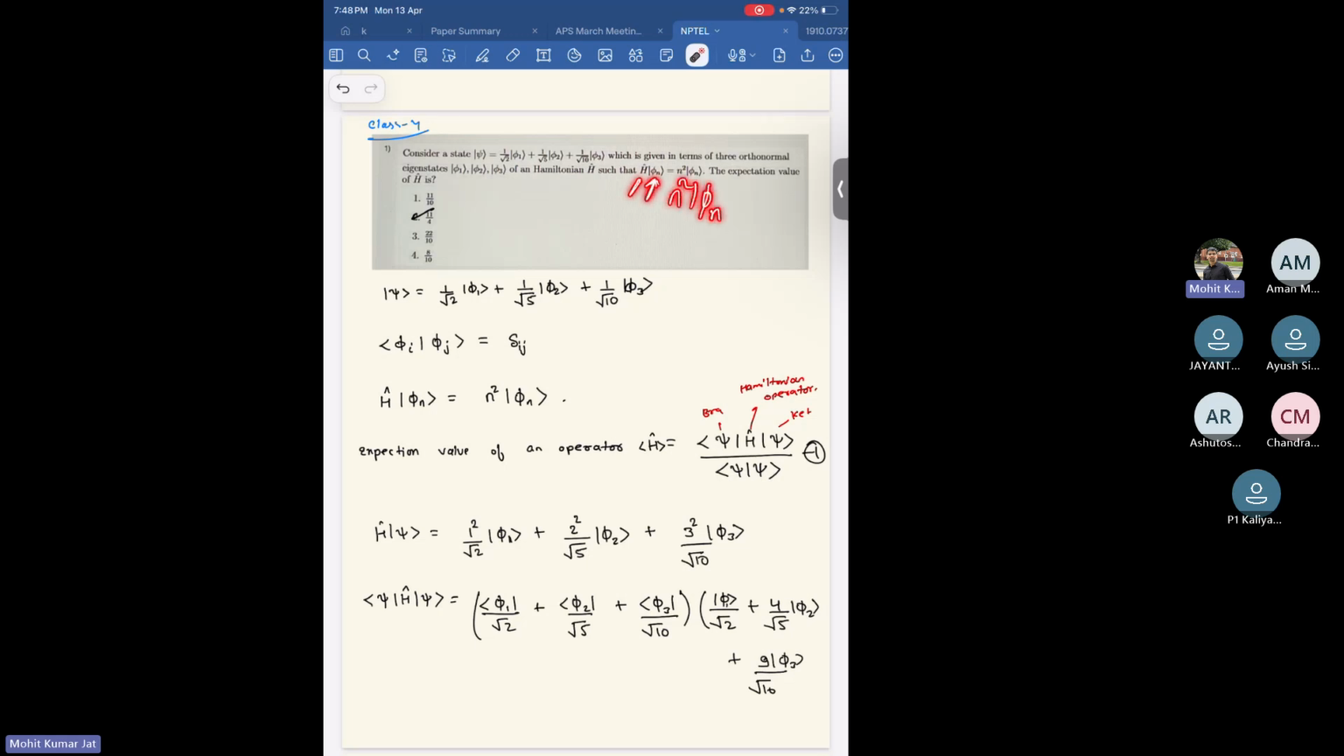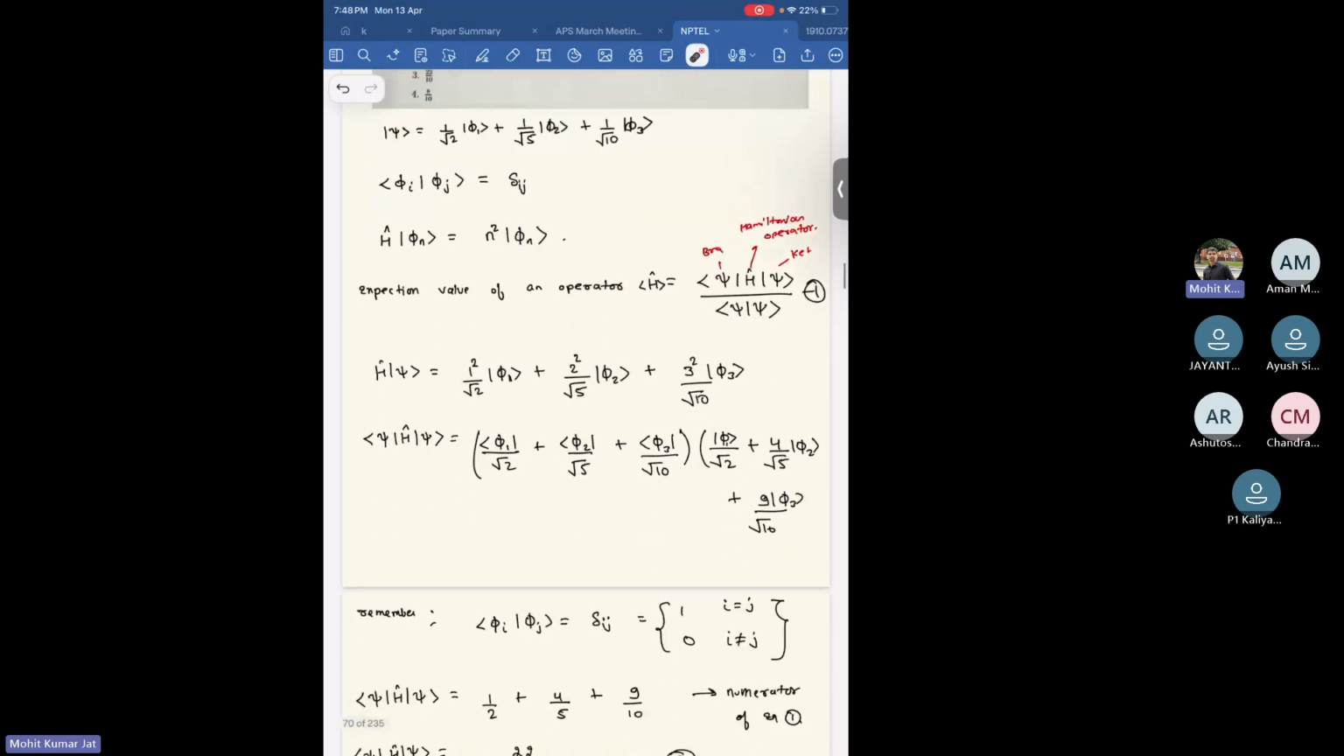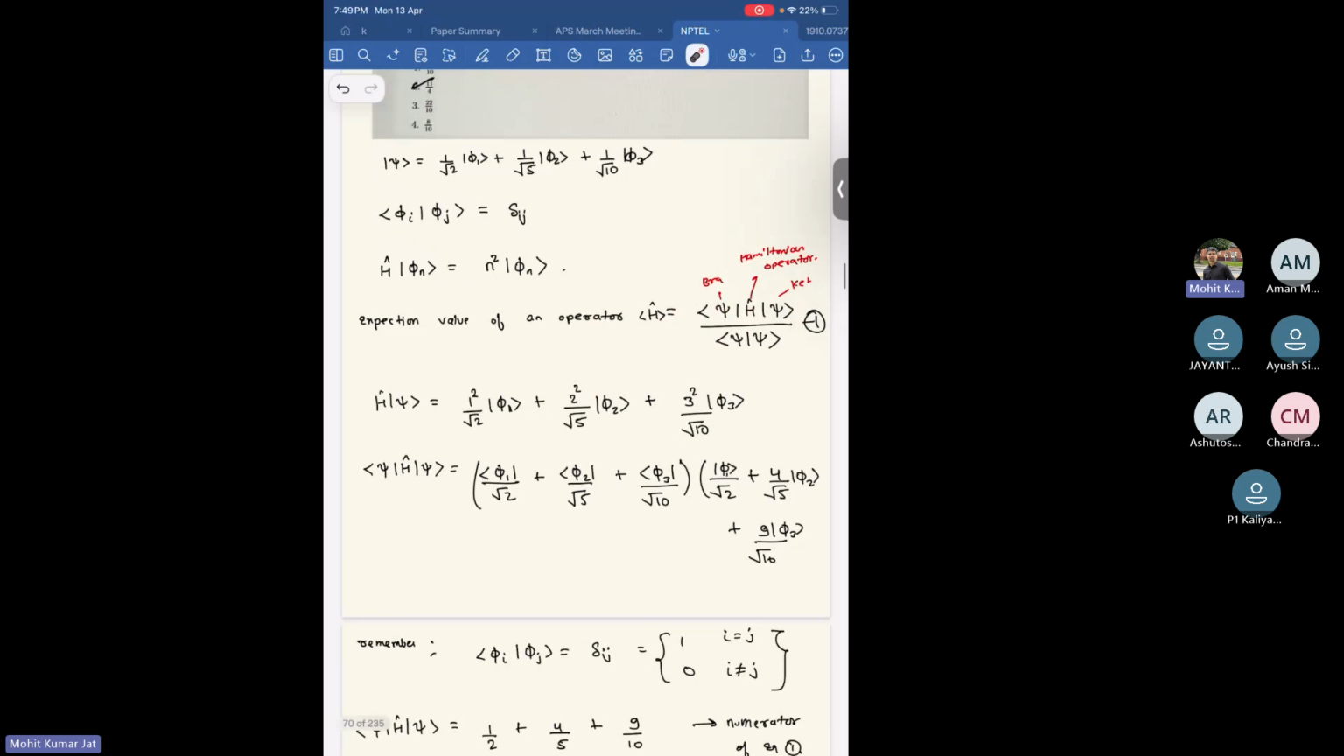Of a Hamiltonian H such that when H operates on phi n, it gives n square phi n. Right? So the expectation value of H is asked for this wave function. First, we'll have to see whether it's normalized or not. The expectation value of any operator, whichever you want to calculate, is given as bra, then the H operator, whatever operator you want, and then ket. So this is known as bra, this is known as ket, and then psi.